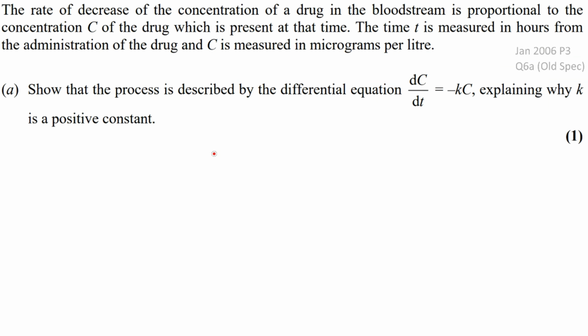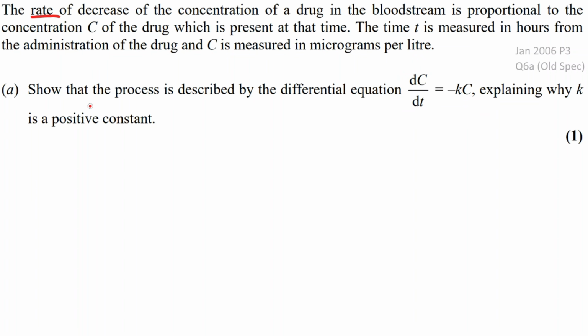So here's another example where we're told that the rate of decrease of the concentration of a drug in the bloodstream is proportional to the concentration of the drug which is present at the time, and we need to show that this can be modelled by this differential equation like this here.